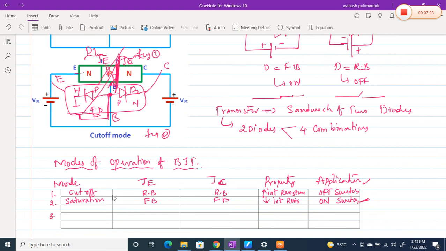Let us consider another mode, the active mode of the transistor. Active mode means the emitter junction should be in forward bias, whereas the collector junction should be in reverse bias. What is the property? It will be used as an excellent transistor here. Transistor is denoted by Q. The application with this property is that it acts as an amplifier.